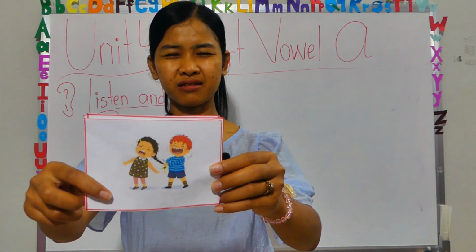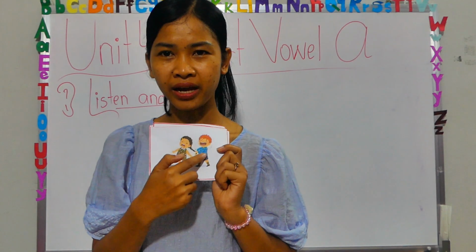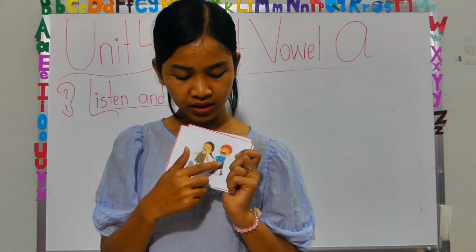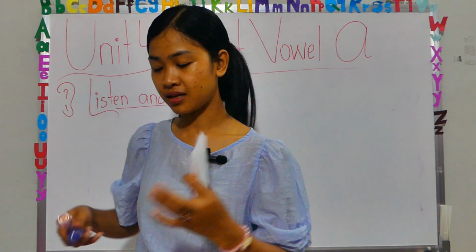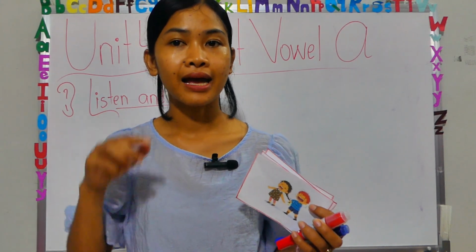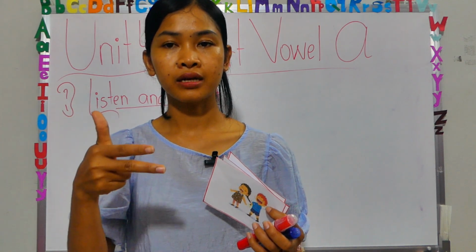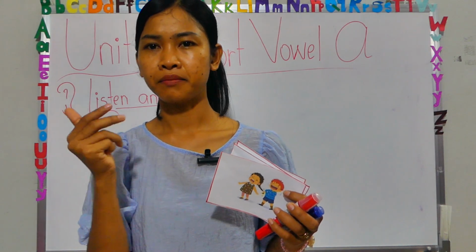I think he's not good. So he is bad. And look at that. She's crying. She's sad. So this boy is bad. We're going to learn the word bad. B, b, b, a, d, bad.